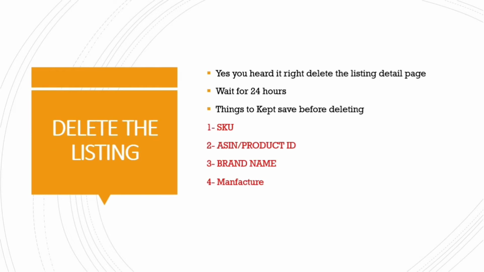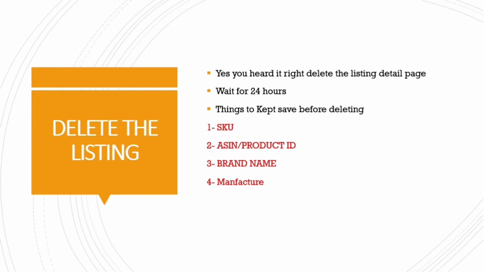Now, the second thing would be to delete the listing. Now it might sound very strange, and you might get confused, because you already have an inventory at Amazon warehouse, and you might be wondering that if you delete that product from Amazon, where would that inventory go? So there's nothing to worry about.